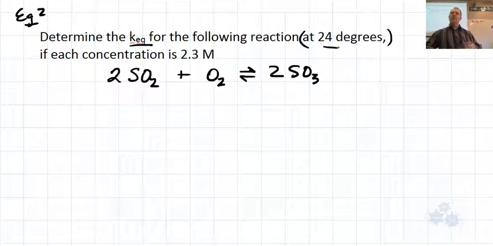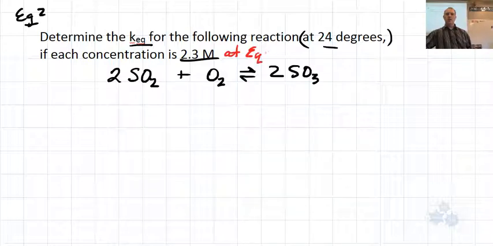Because remember, temperature has an effect on reaction rate. It doesn't have an effect on the rate law itself, but it does change the value of K. So if I'm asking you for a value of K, that value of K is only valid at the temperature where the data is taken from. So you do not have to include 24 in any of your calculations, but it is important. Now, if each concentration is 2.3 molar, and this would of course be at equilibrium. Now, I don't know if I've mentioned this before, but I abbreviate equilibrium a little differently than you've probably seen before. This comes back from my university days.